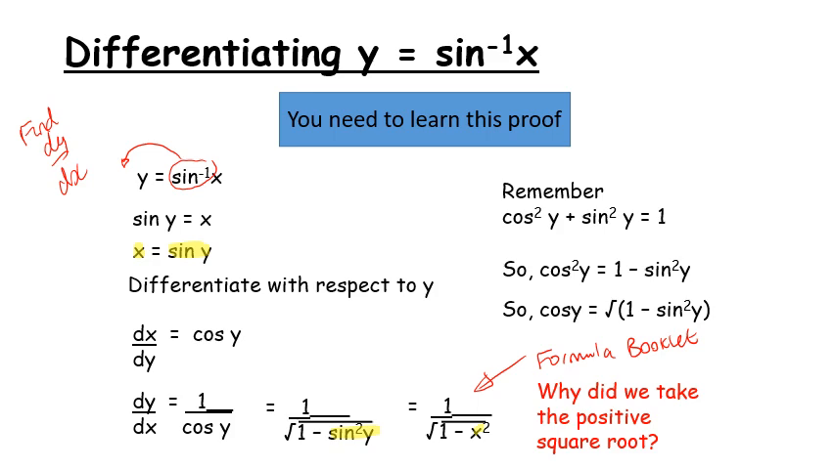Well, I think the simplest way of answering that is to look at the graph of inverse sine. So on the next slide now I'm going to show you what the graph looks like, and then you'll see why I took the positive square root.